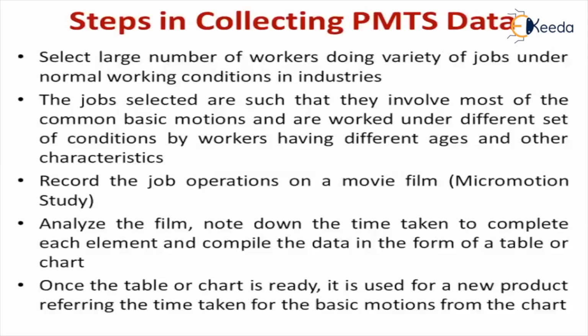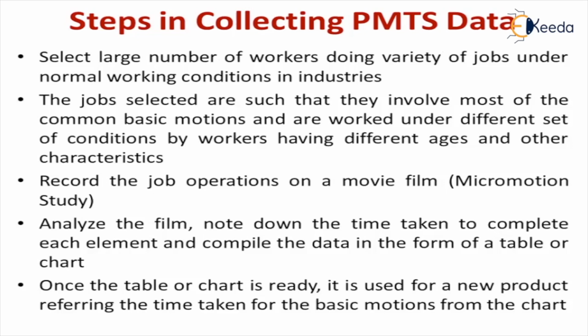So how do we collect that PMTS data? First, select a large number of workers doing a variety of jobs under normal working conditions. The jobs selected are such that they involve most of the basic motions and are worked under different skill sets. So different age, different characters, different conditions. A large number of workers are chosen, but they are going to do a variety of jobs.